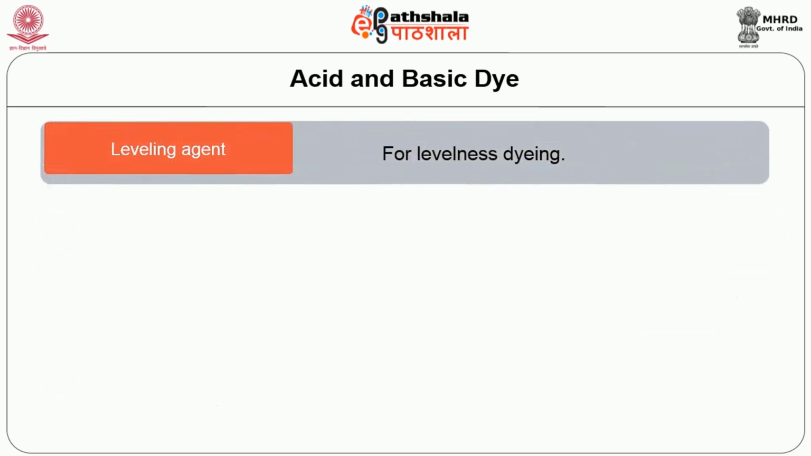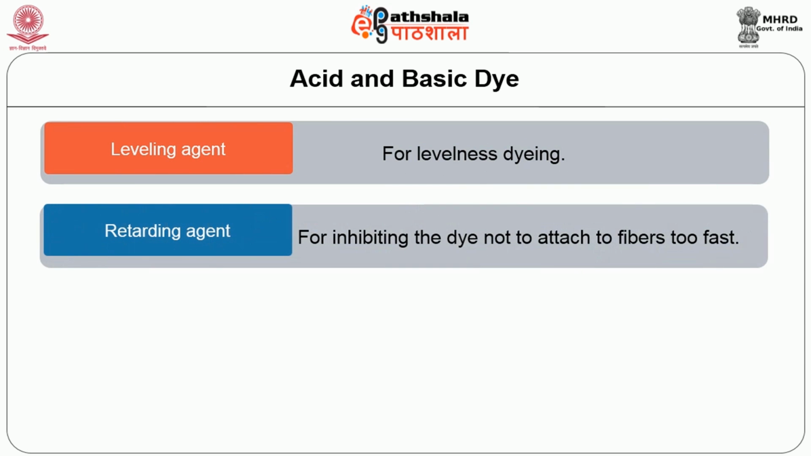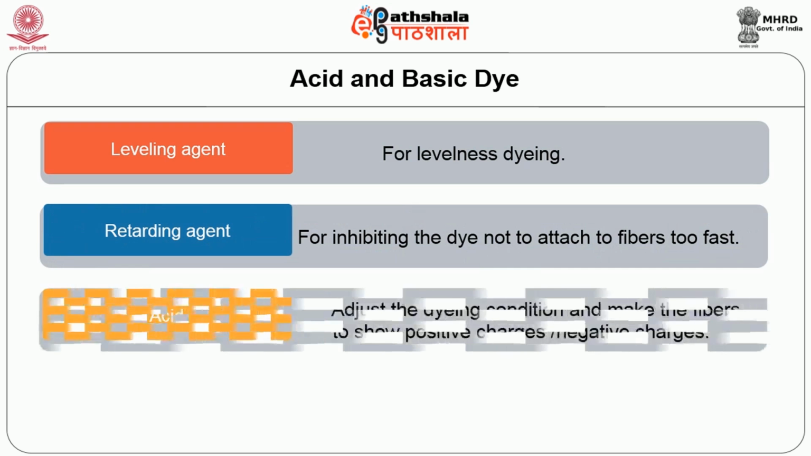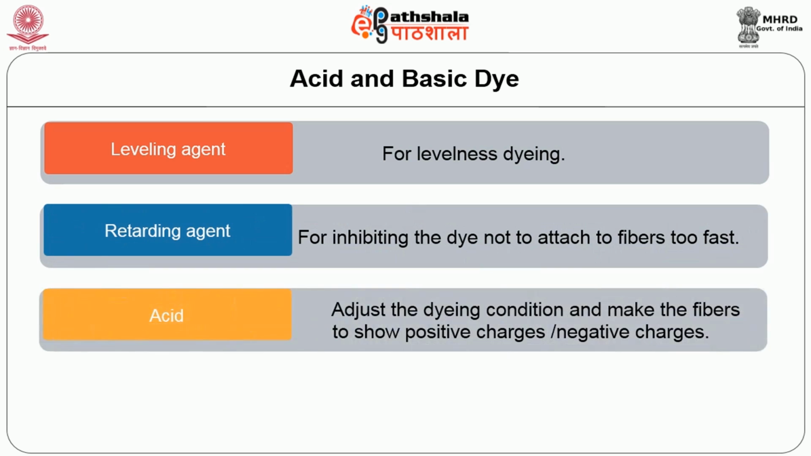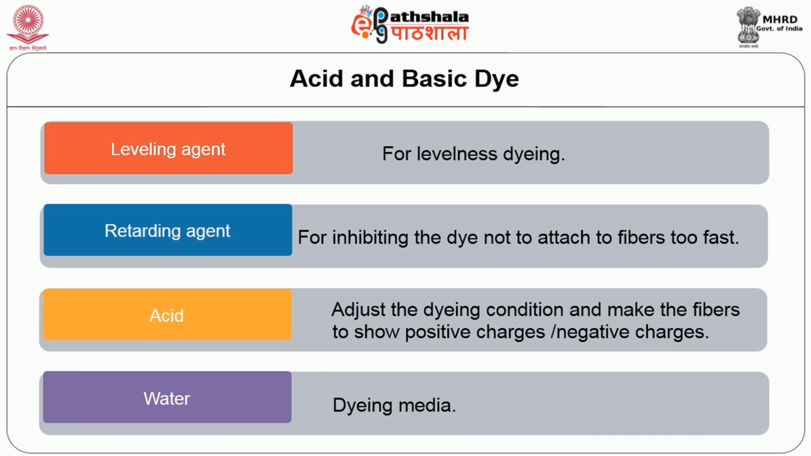Acid and basic dye. Leveling agent, as usual for levelness dyeing. And retarding agent for inhibiting the dye not to attach to the fibers too fast. The acid is used to adjust the dyeing condition and make the fibers to show positive charges in case of acid dyes and negative charges in case of basic dye. Apart from that, water is used as a dyeing media.